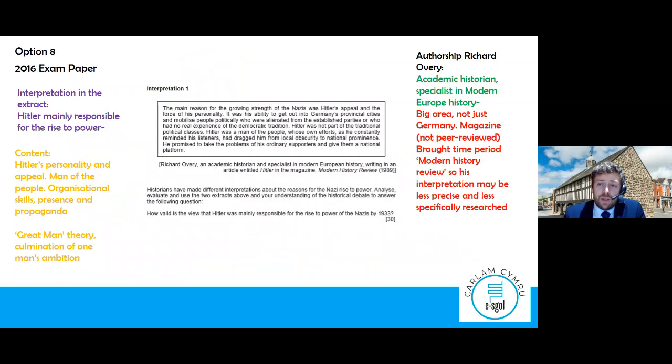So in this case, the authorship is a man called Richard Overy, right? And what's good about him is that he is an academic historian. So that means he is well trained, like we talked about earlier with historians. It means he's got a lot of time in order to invest in researching this, something we said about being a historian earlier. He's also a specialist in modern European history.